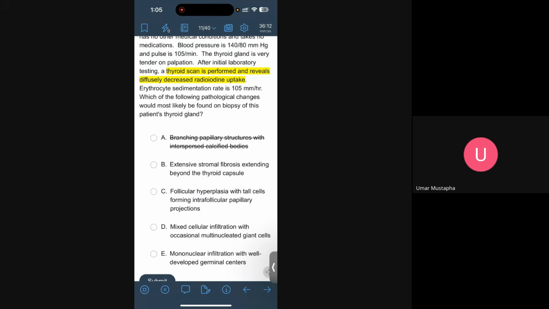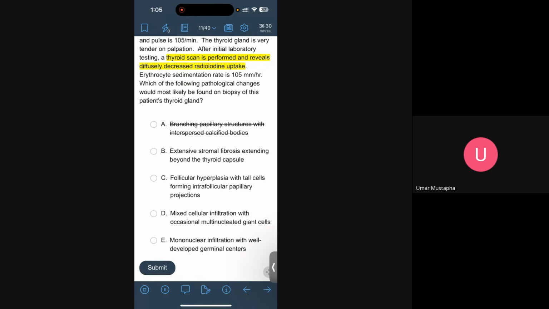We have seen this option for the third time now: follicular hyperplasia, tall cells, intrafollicular papillary projections. Why intrafollicular papillary? Because the colloid is less, so we see invagination within the colloid. Which one is going to be the right answer, D or E? D is the right answer.